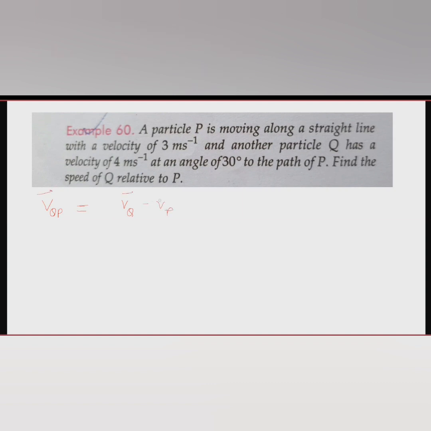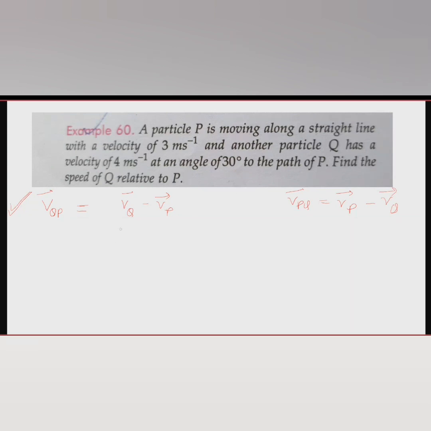minus VP. Okay. Had they asked you the velocity of P relative to Q, then the negative velocity would be that of Q. Okay. So right now we are calculating the velocity of Q relative to P. So let's draw the diagram.